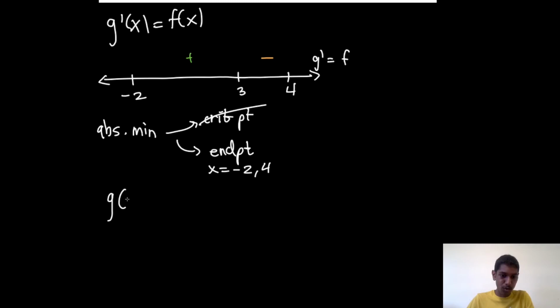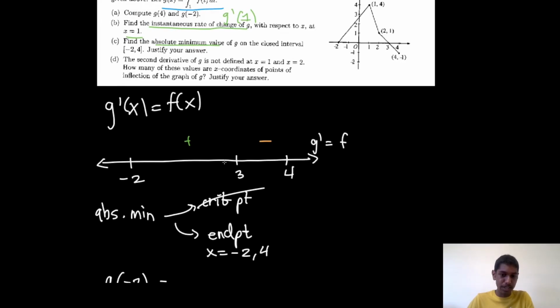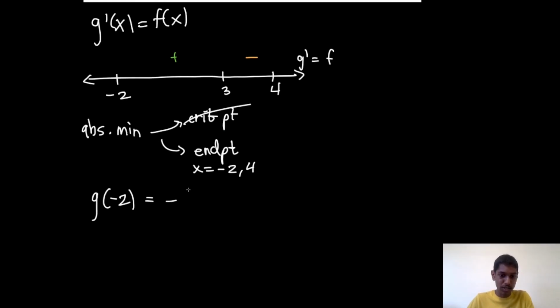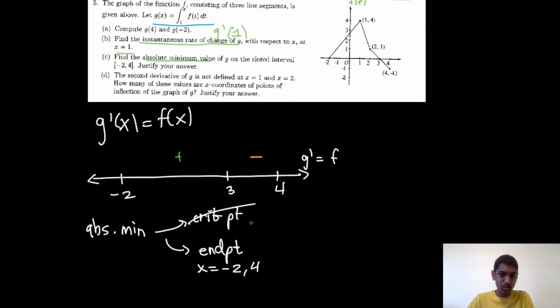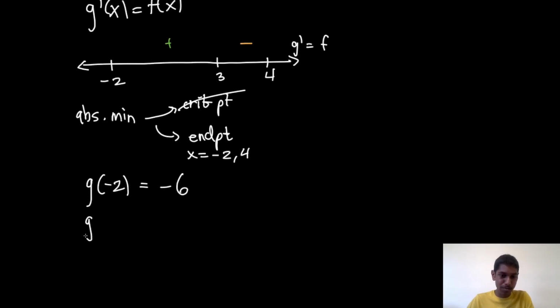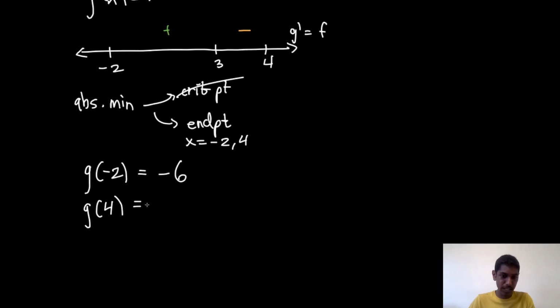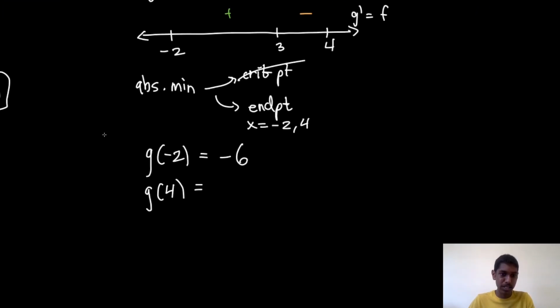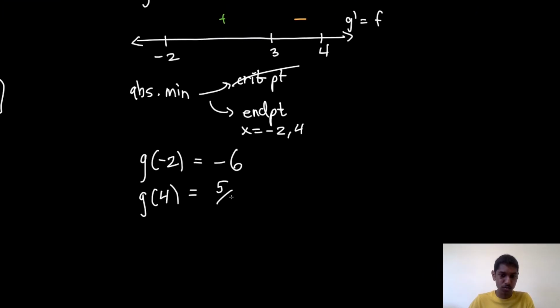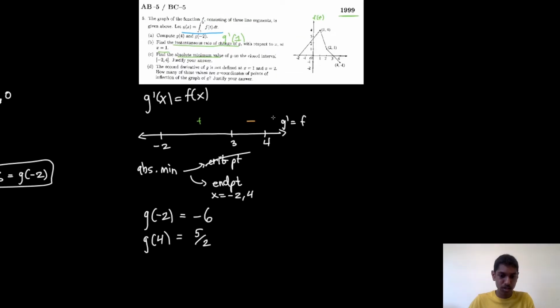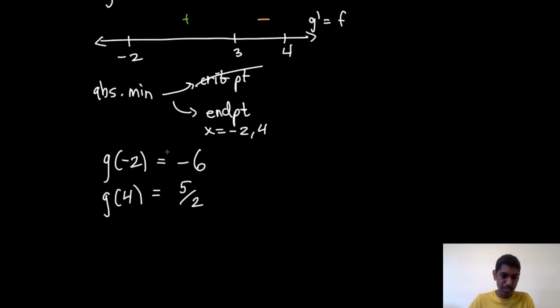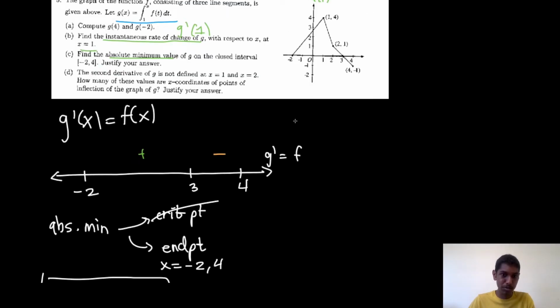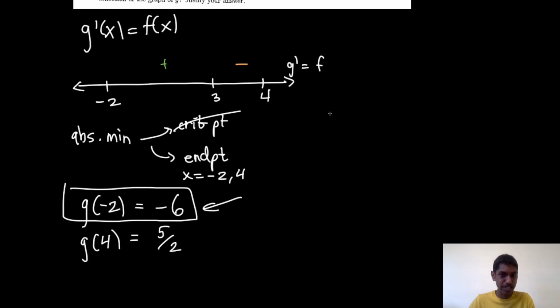So it's probably no coincidence that we've already found the value of g of 2, which was minus 6. So now we just have to worry about g of 4, as we calculated it in the previous problem, is 5 over 2. So here we can see that minus 6 is the lowest of these, and so minus 6 is our absolute minimum value of g on this interval.